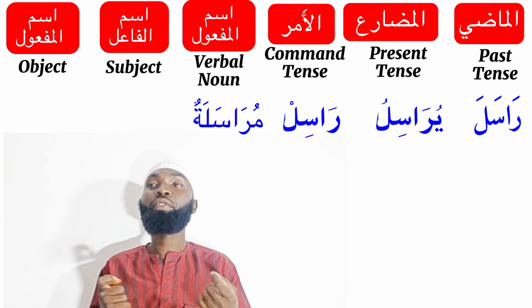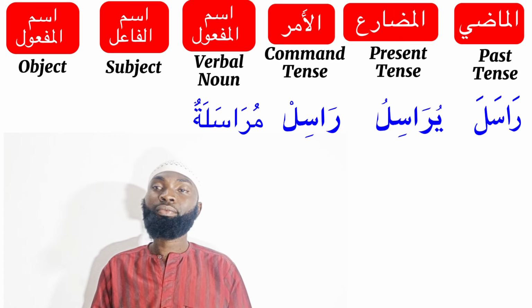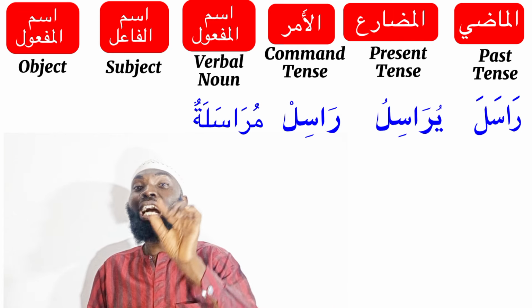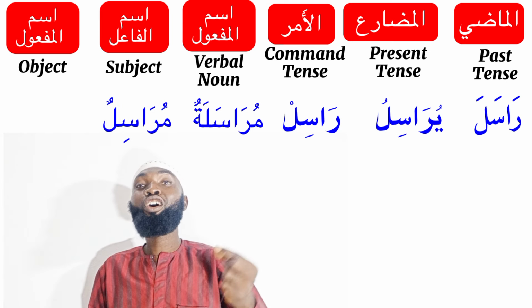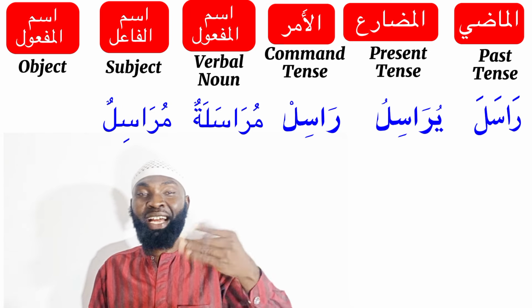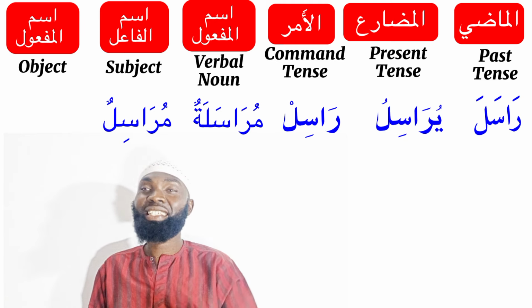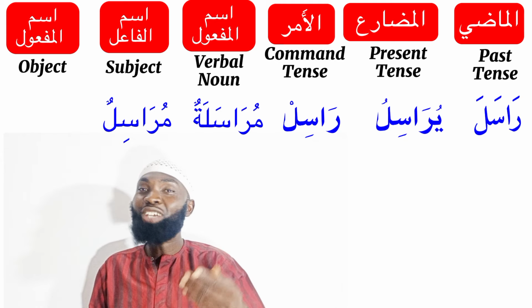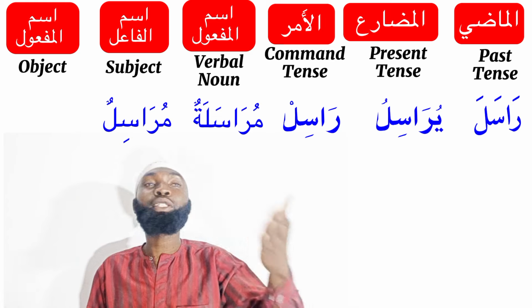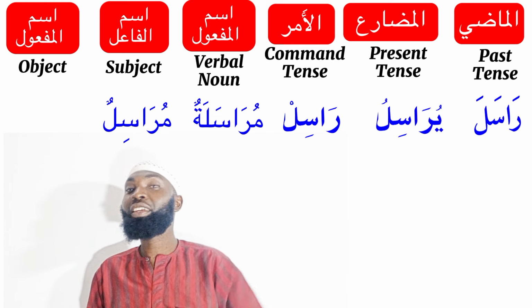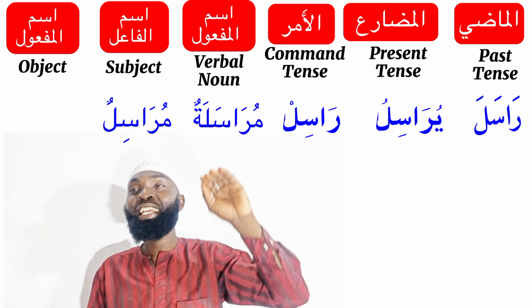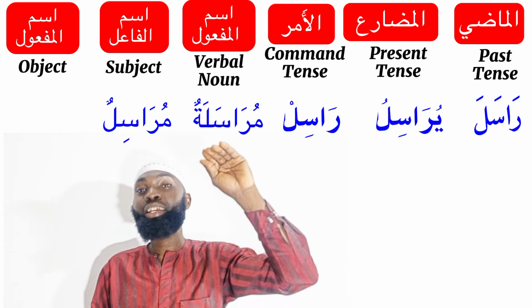Now coming to the ismul fa'il, which is the subject noun, you simply need to replace the ya with mim. So it will be muqatilun, which means a fighter, one who fights. Mujahidun, that's why we have mujahidun. Who are mujahidun? Fi sabilillah. He is a striver, a struggler in the path of Allah. So mujahid, from the word jahada, mujahidun.